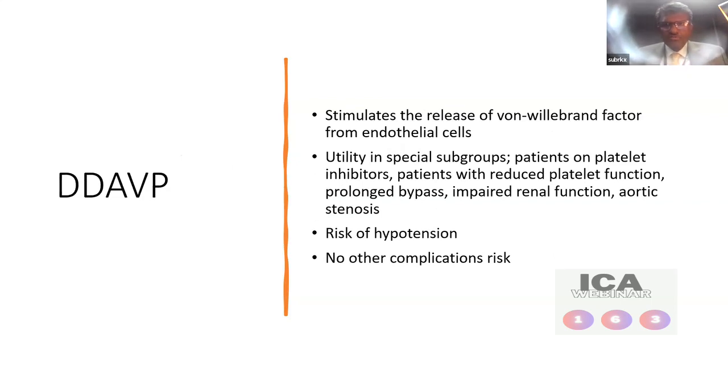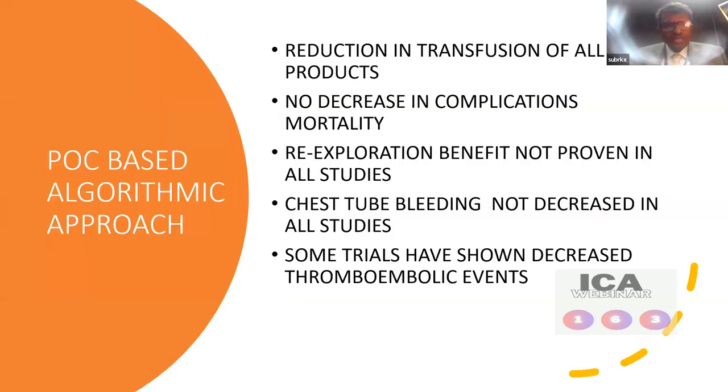DDAVP stimulates the release of von Willebrand factor from endothelial cells. It has some special utility in special groups: patients on antiplatelet drugs, patients with reduced platelet function, prolonged bypass, impaired renal function, or aortic stenosis, where the patient has von Willebrand deficiency. There is a risk of hypotension with DDAVP if you administer it fast, but there are no other complications involved.